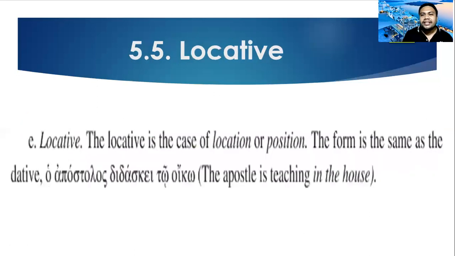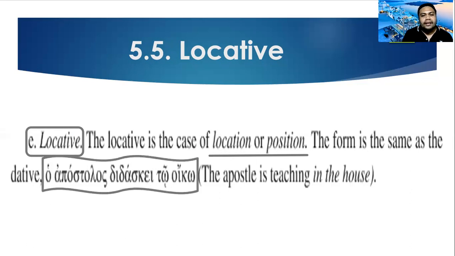Next, we have the locative case. The locative is the case of location or position. Of course, locative, location. The form is the same as the dative, so it is similar. For example: Ho apostolos didaskei tō oikō. It means the apostle is teaching in the house. So the location is where? In the house. It is similar to the dative, which is to the house. This one is in the house, depending upon its use.